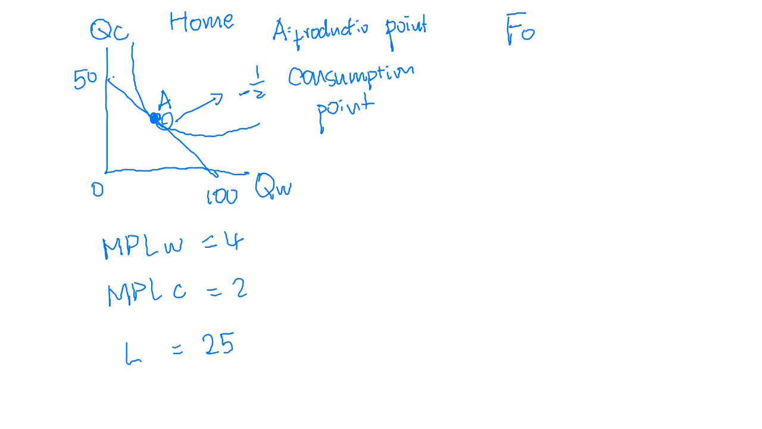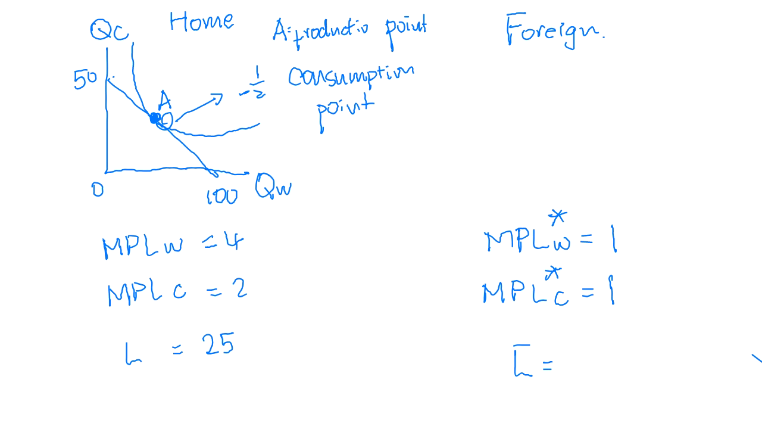Given some of the conditions here, in the textbook the marginal productivity of labor in the wheat industry is equal to 1. MPLC is equal to 1 as well. So the meaning and the notation are the same. But the foreign country has a larger endowment of labor, which is 100. Once again, given this, I could plot out the PPF in the foreign country.